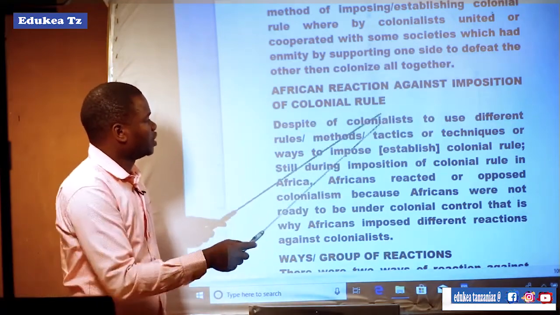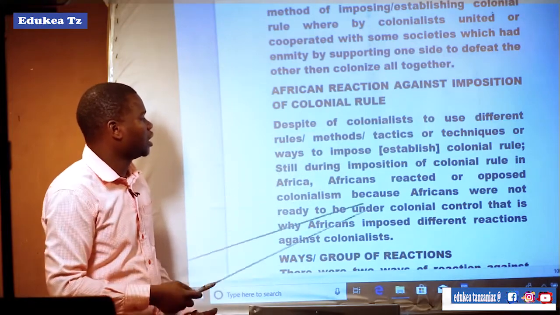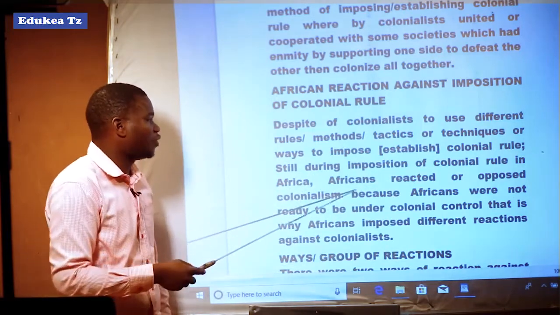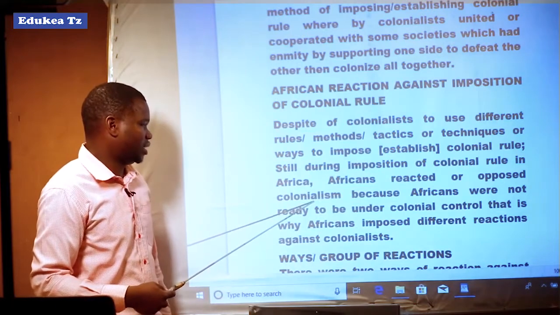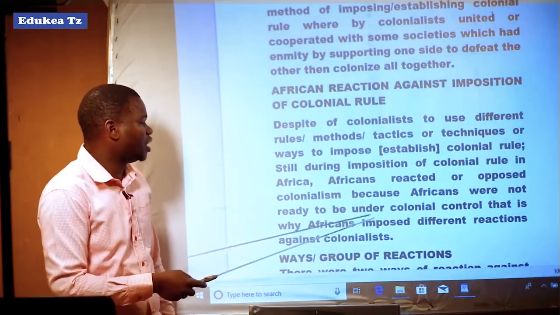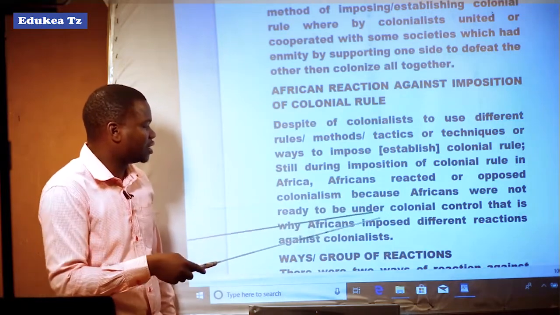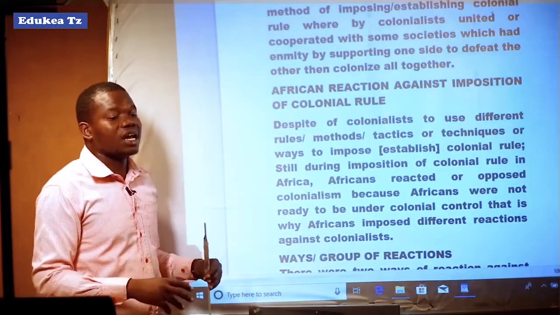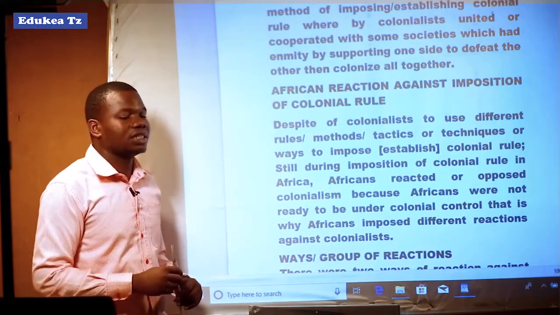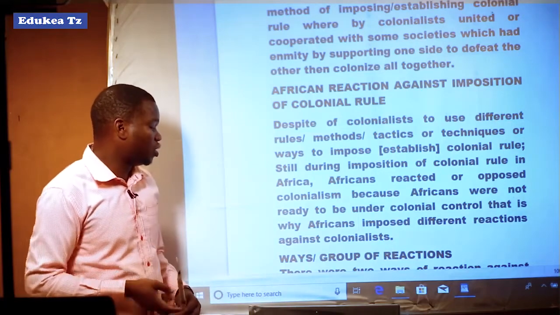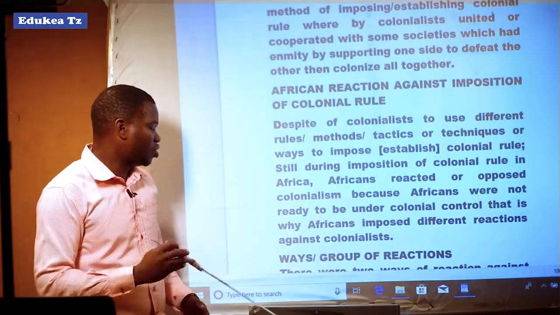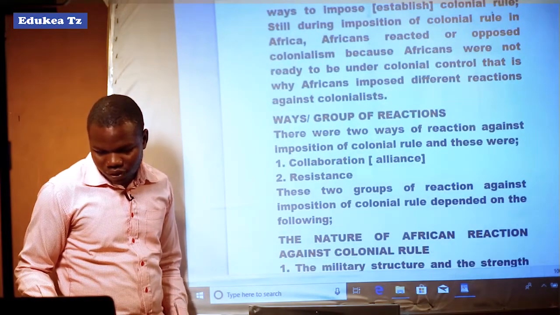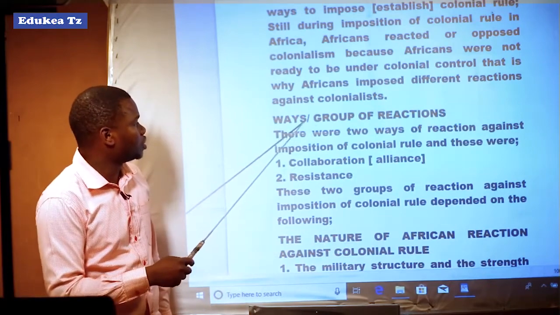Despite colonialists using different methods and techniques to impose colonial rule, during the imposition Africans reacted against and opposed colonialism because Africans were not ready to be under colonial control. That is why Africans put up different reactions against the colonialists. Africans started to react against the imposition of colonial rule, and this was through different ways or groups of reactions.